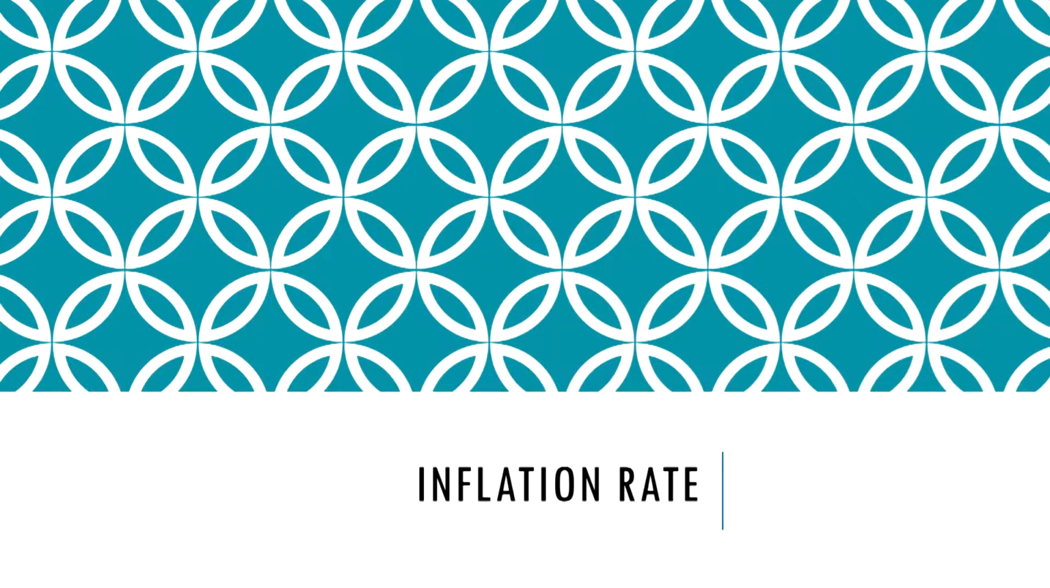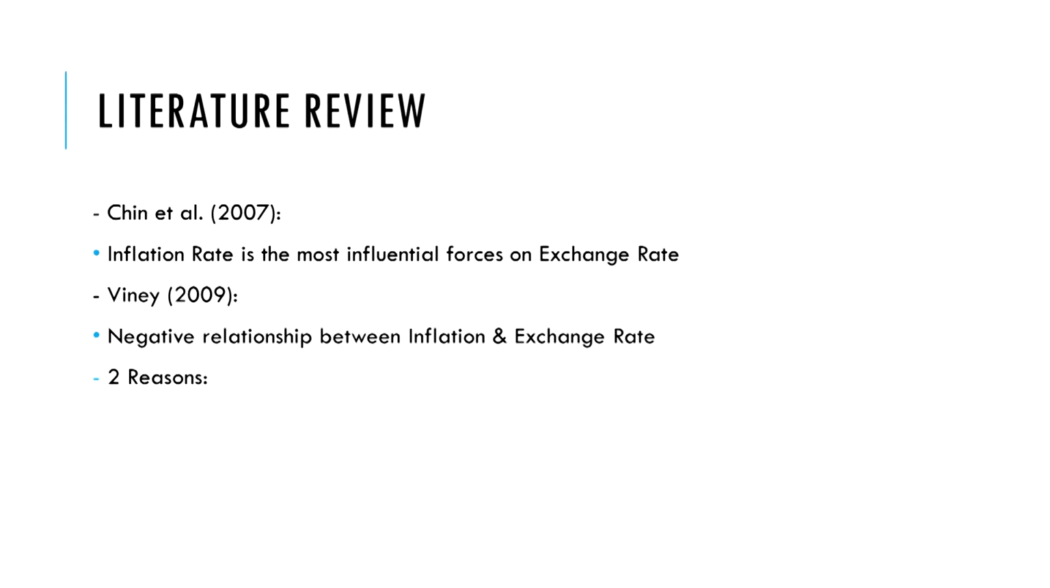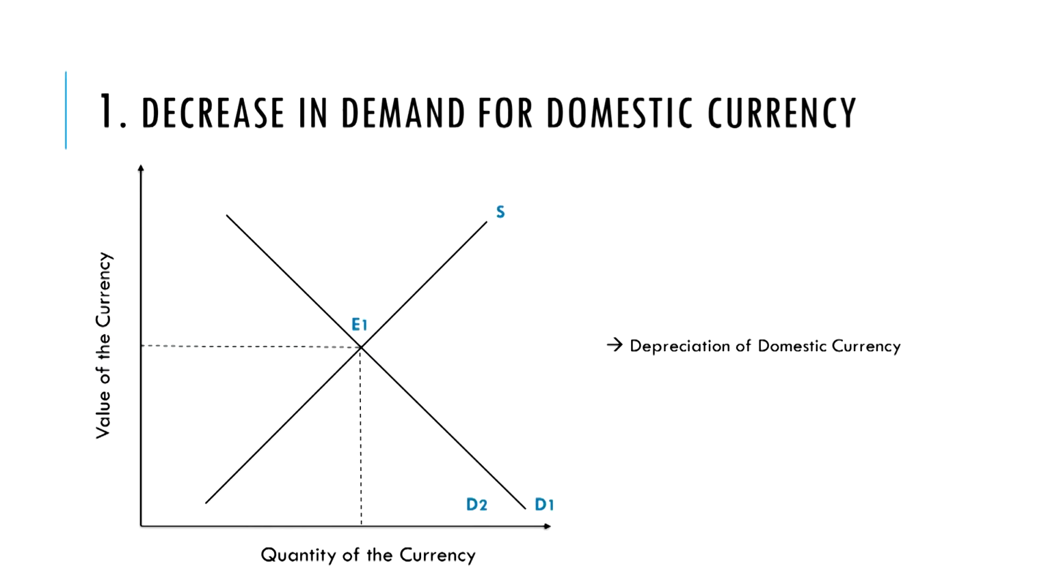For the second indicator, which is the inflation rate, according to Chin Eden, inflation rate is among the most influential forces on exchange rate. Viney established a negative relationship between a country's inflation and exchange rate. In detail, an increase in a country's price of goods and services would likely lead to its currency's depreciation. There are two underlying reasons for this. Firstly, as domestic prices increase, the demand for goods and services, as well as for the country's currency, would decrease.